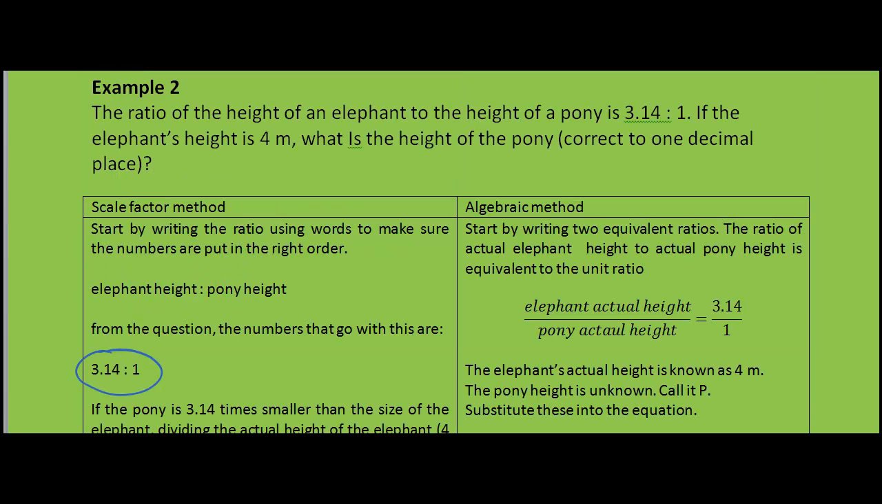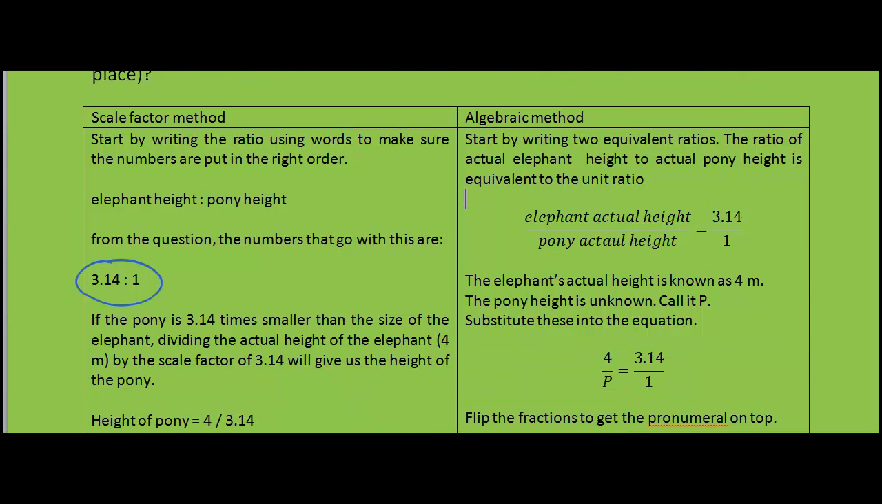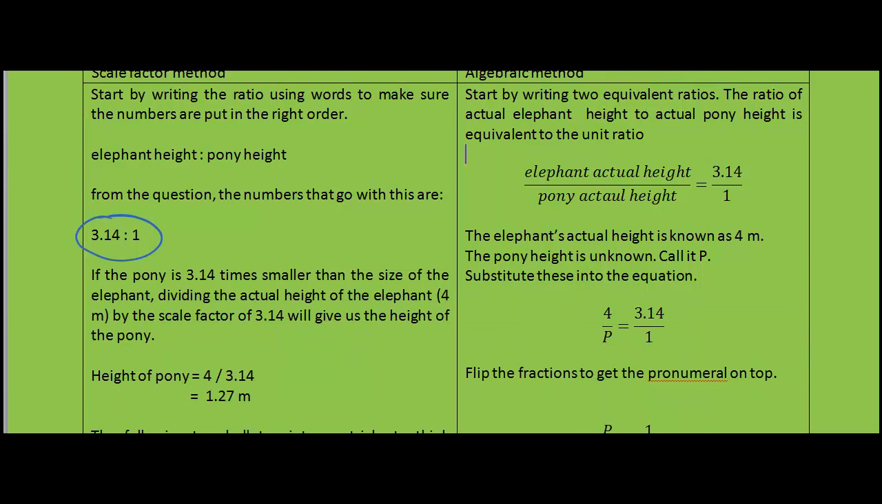We can work out an answer to the question using another method, an algebraic method. To do this, we start by writing two equivalent ratios. The ratio of the actual elephant height to the actual pony height will be equal to the unit ratio. If we write this down, we can see how the two ratios are equal to each other. We know that the elephant's actual height is 4 meters. What we don't know is the height of the pony.